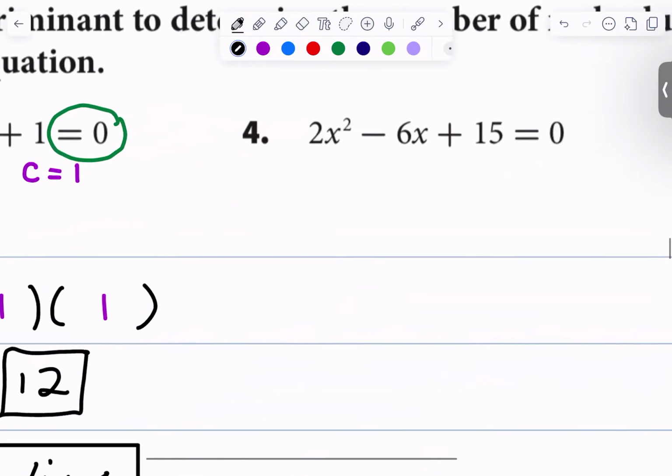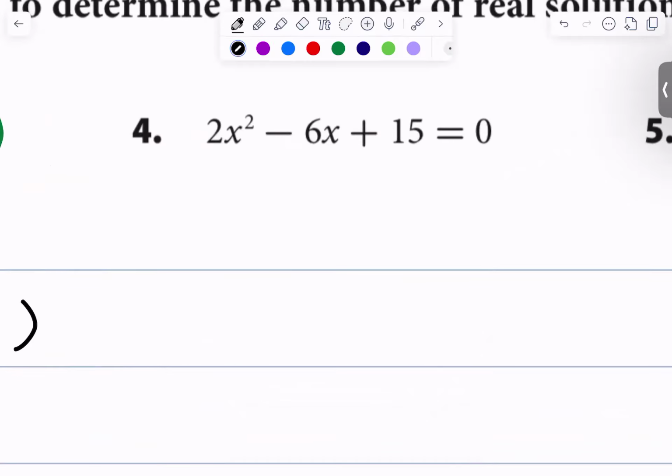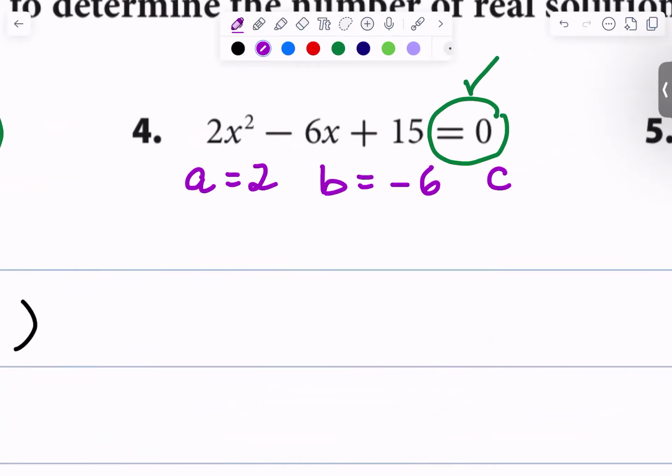So the next example, we have this. The first step is to check if it's equal to 0, which it is. So my a value here is 2, my b value here is negative 6, and my c value here is 15.